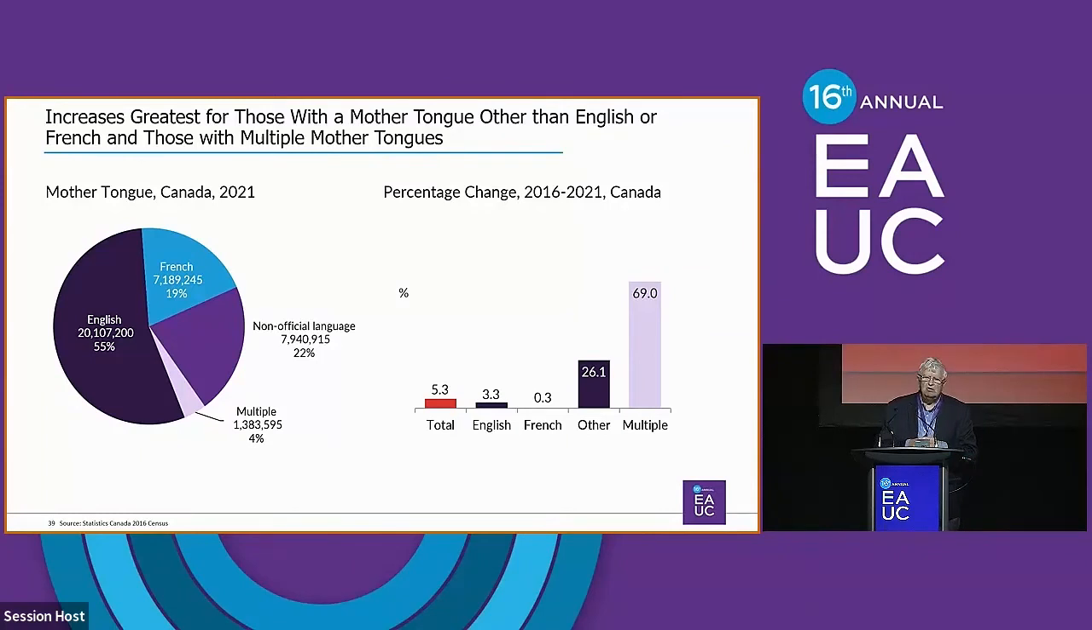We look at mother tongue, the language first learned and still understood by people. We can see about 55% of Canadians report English as their mother tongue, about 20% French, 22% other languages other than English or French, and a small sliver actually reporting multiple tongues. Children learning both languages from the get-go. And in fact, it's that multiple mother tongue group that grew very, very rapidly. And I think what we're seeing now is increasingly immigrants teaching their children from the get-go both their mother tongue and English or French, depending on where they live.